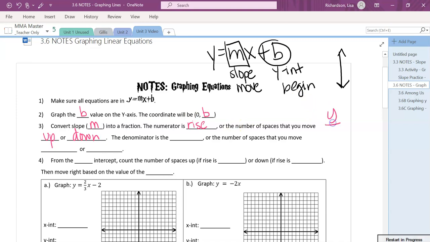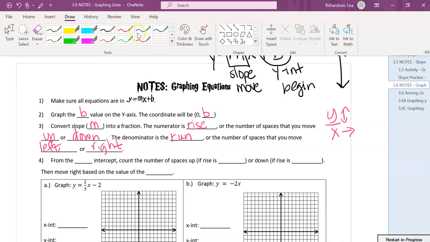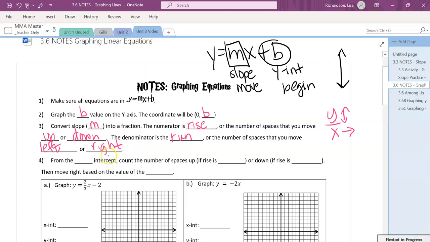So let's go back over here and recall our y over x, up and down, over, sideways. The denominator, or the bottom number, is the run, or the number of spaces that you move left or right. I generally only have you guys move right just to always make the top number be your positive or negative, just because of form. That's generally what we do, is we give the negative to the top number.